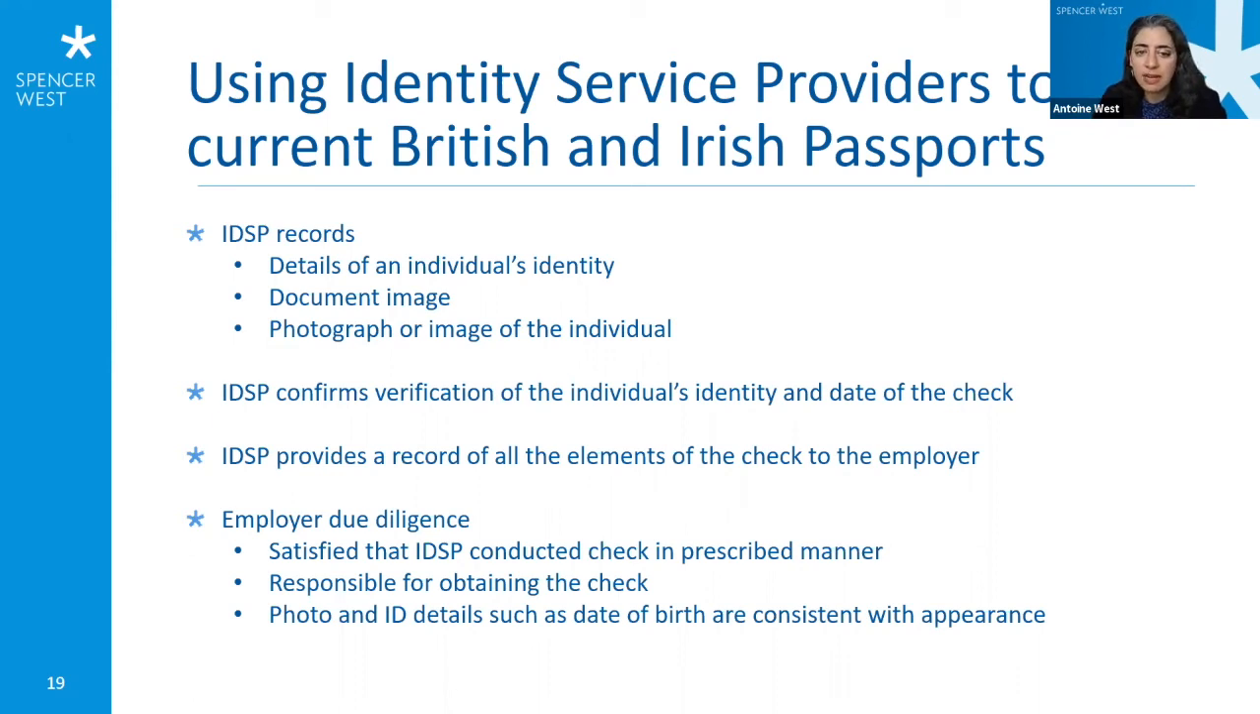So you have to be satisfied that the identity service provider conducted the check in the prescribed manner. You're responsible for obtaining the check from them. So if you ask them for a check and they don't provide it and you don't chase them, that lies with you. You're not going to benefit from the statutory excuse. You might have a contractual claim against the identity service provider, but in terms of the Home Office, you are liable. And you still have to do the good old checks that are applicable regardless of the type of check that you do. You always have to check that the image of the person and their ID details, like their date of birth, are consistent with their appearance. Okay, so that's pretty much what we know about identity service providers.